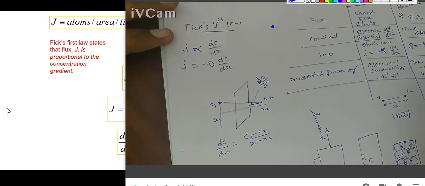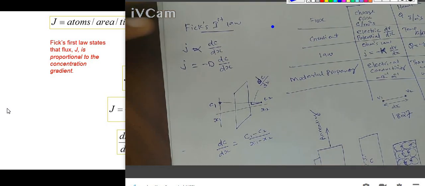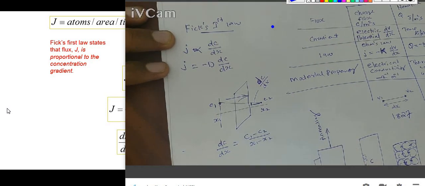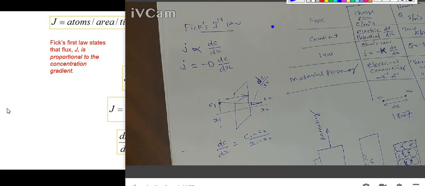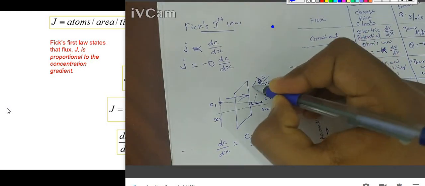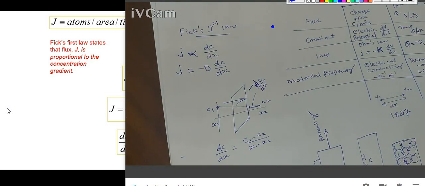Okay, and here we can see the slope is negative. It's a negative slope, so this is the decreasing direction. Here the mass transfer is in the decreasing direction, so that is why we give a negative sign here.